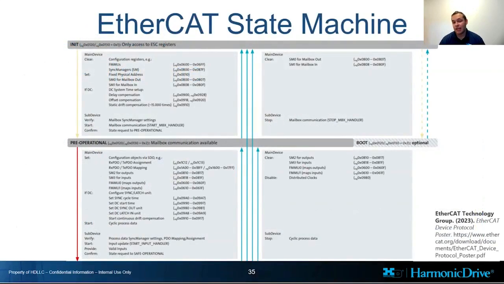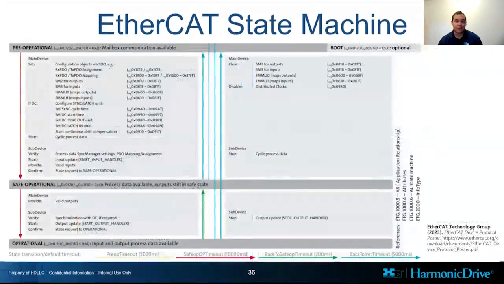If we then request an init state, what's happening is we're clearing our mailbox settings for our sync manager 0 and 1. So if our init had successfully been set up, what will happen is we will be in the pre-op state. And inside of the pre-op state, we have mailbox communication. This is particularly relevant with actuators when you need to read various objects inside of the device.